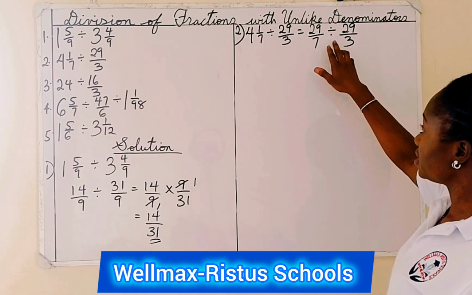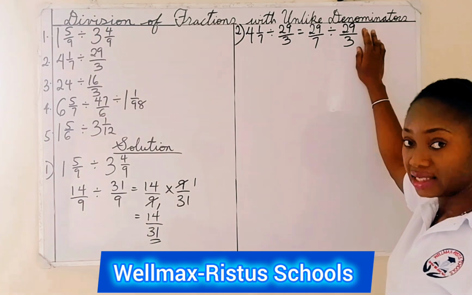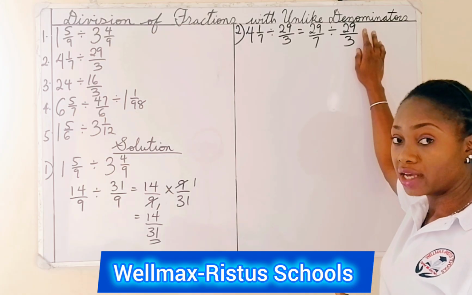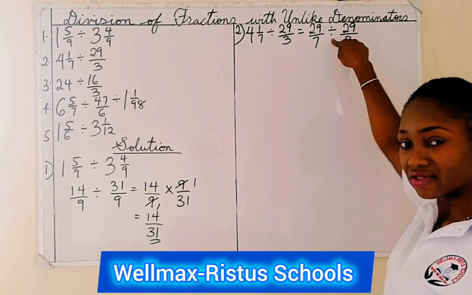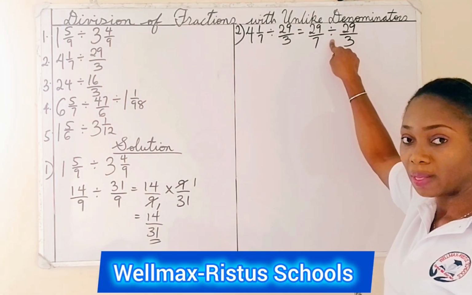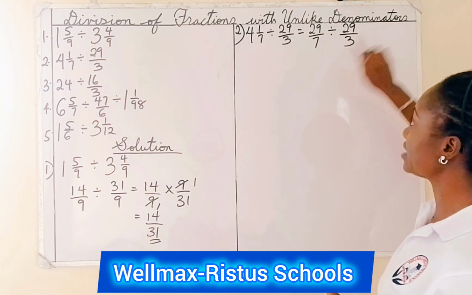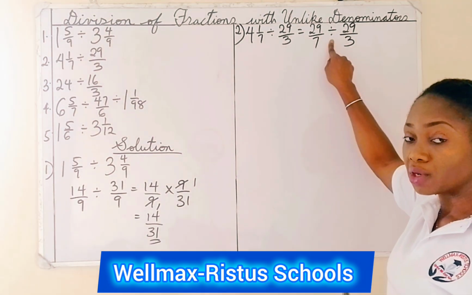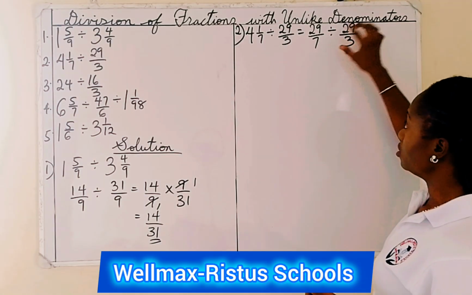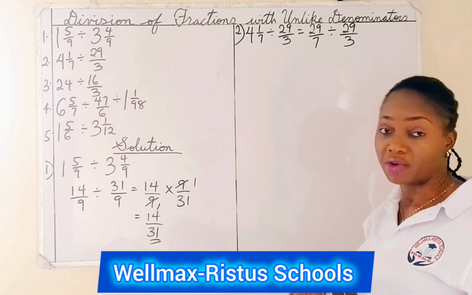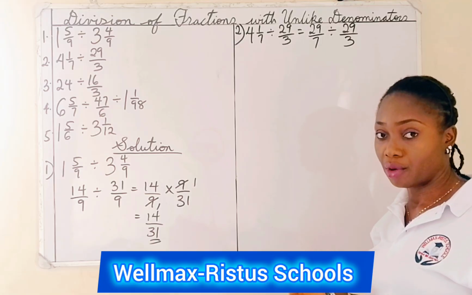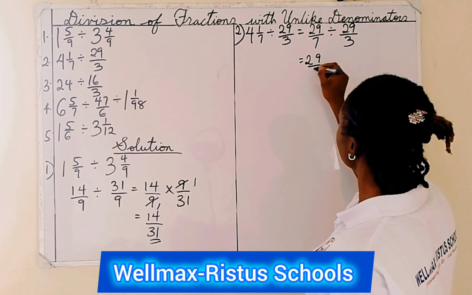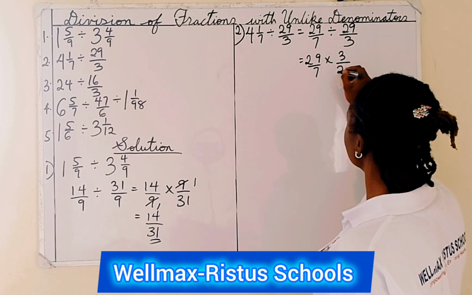Now from here we're going to convert the fraction on the right hand side, and the only fraction you are expected to convert to its reciprocal or inverse is the one that comes after the division sign. And once that changes, the sign also changes. It won't be left as division anymore because the fraction has changed. Now this becomes 29 over 7 times 3 over 29.